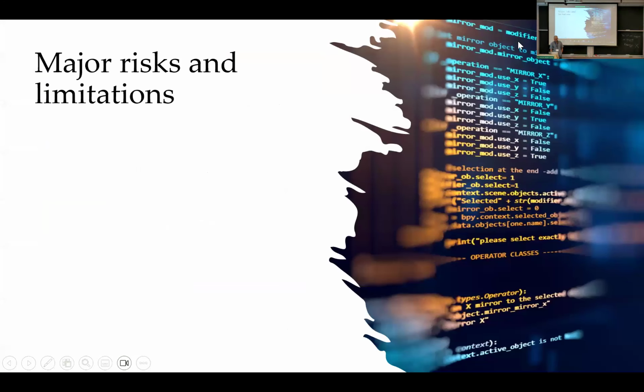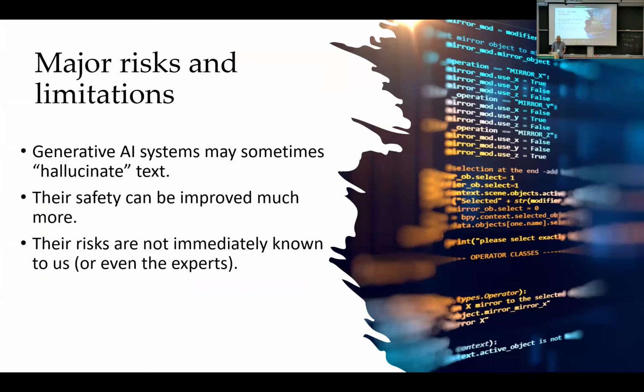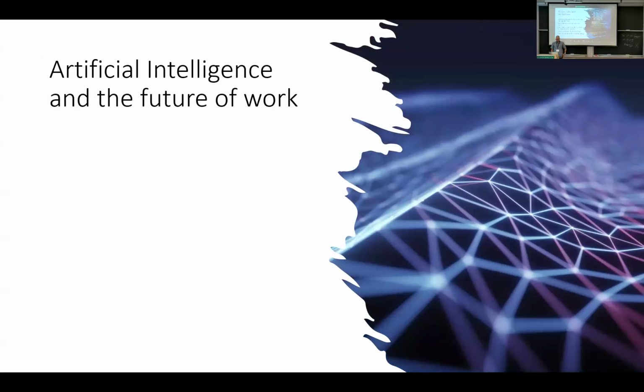All right, so there are, of course, risks and limitations to these AI systems. They hallucinate sometimes. Their safety can be improved much more. Their risks are not immediately known to us or even the experts. They represent many forms of bias, and they are not aligned with human values, quote unquote.